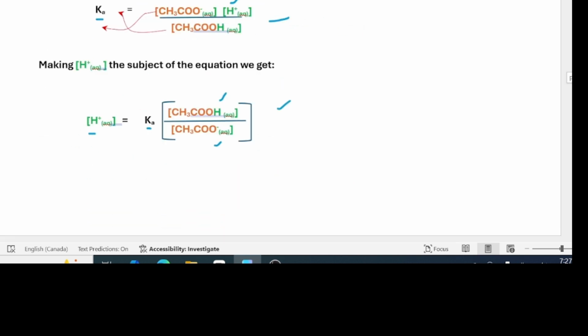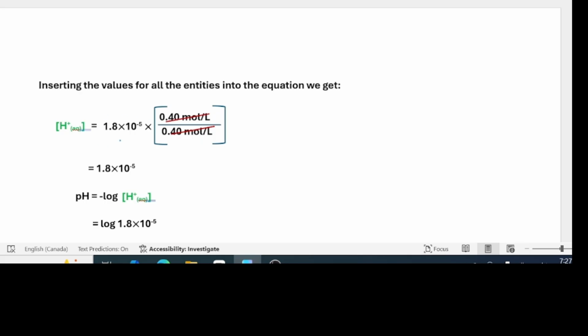So we substitute that into this expression, and it is equal to the Ka for the acid, which is 1.8 times 10 to the negative 5, and these are the concentrations of the acid and the ethanoate ion, and you can see that they cancel out each other like that. So the hydrogen ion concentration will be equal to that.